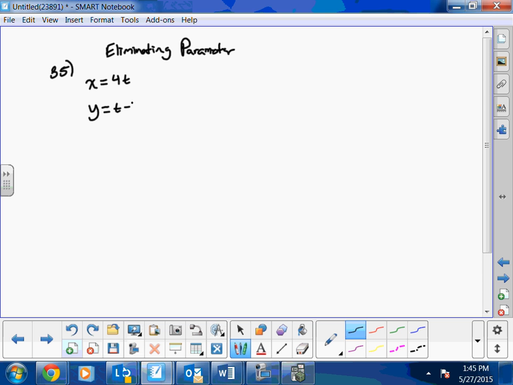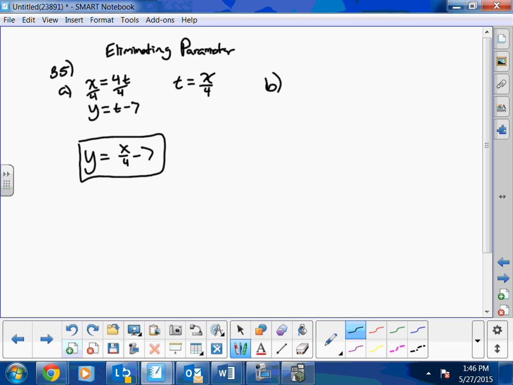How do you do that? You do it simply by making one of them equal to t and then substituting into the other. In this case, if I divide this by 4 and divide this by 4, t is going to be equal to x divided by 4. Go ahead and put that in here: x divided by 4 minus 7. Voila. I've eliminated the parameter in my equation. Pretty simple stuff, right? Well, yes. Question B, same thing. Eliminate the parameter. x equal to 7 plus t.